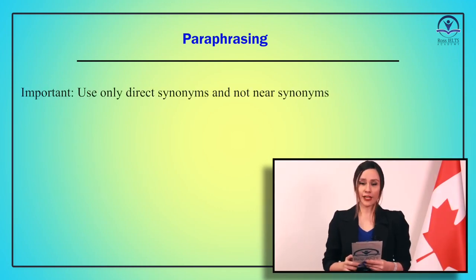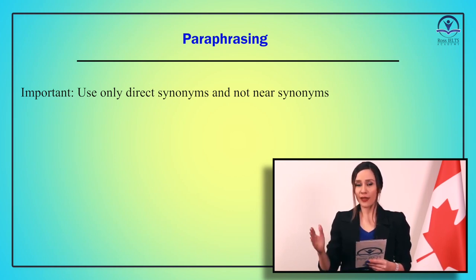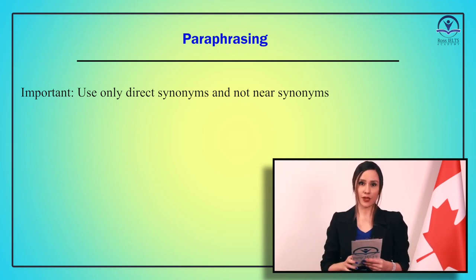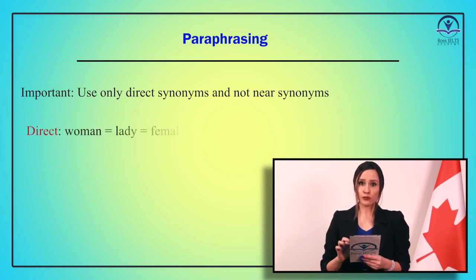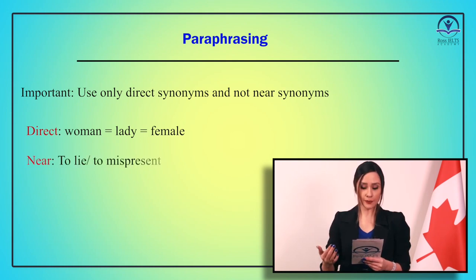Nevertheless, you should be careful and choose the correct synonym while paraphrasing the question statement. Because you know what? We have 2 different kinds of synonyms. Direct synonym and near synonym. For example, for the word woman, the direct synonym can be lady or female. But for example, for the word to lie, the word to misrepresent is a near synonym.